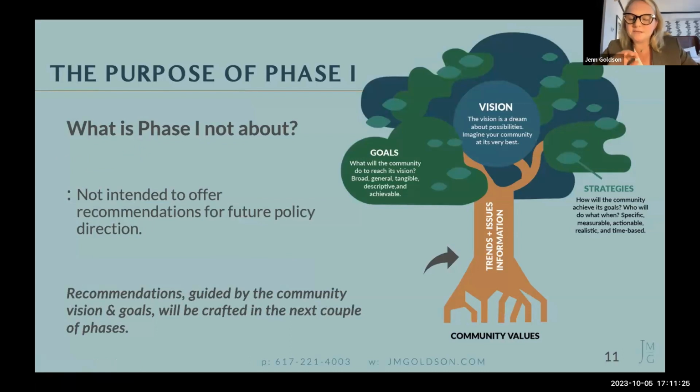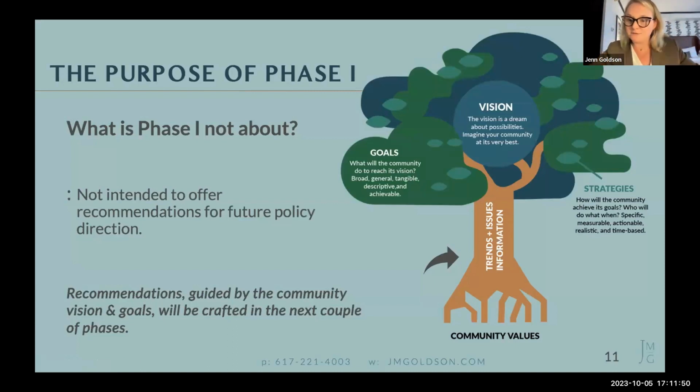What phase 1 is not about is we're not intending to offer any recommendations for policy at this point. We're really just trying to understand facts on the ground. The recommendations will really come out of the next several phases of the plan. And so we view really the heart of the planning work as developing this canopy of the tree.